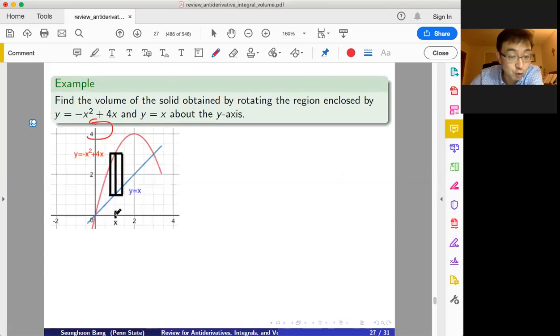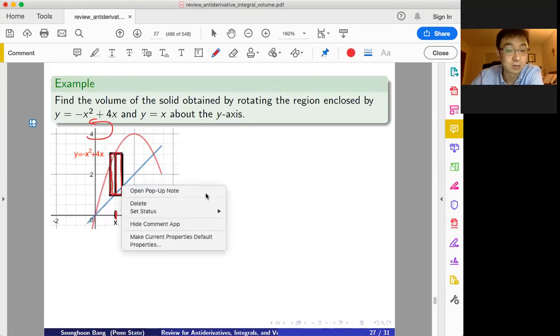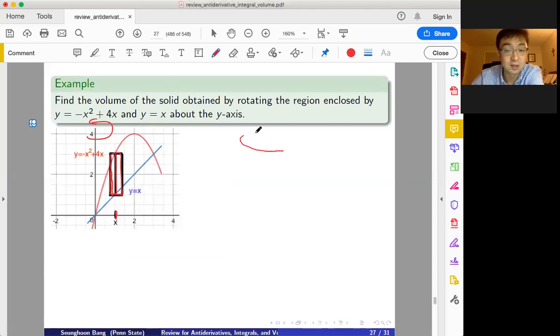How can you do that? You choose x. You have to cut. You can make a rectangle. You have to rotate this rectangle about the y-axis. What happens? We have a cylindrical shell. So you need to find the average radius.